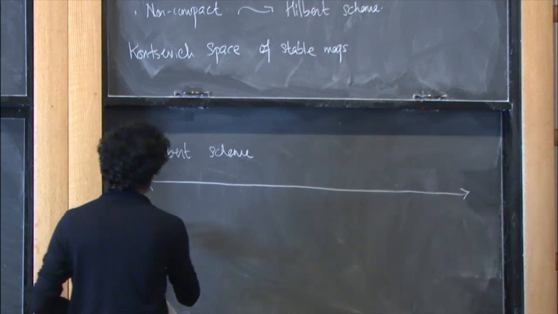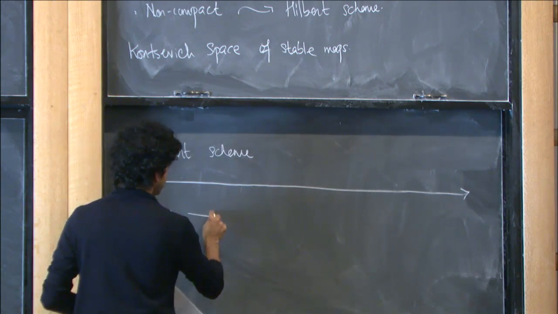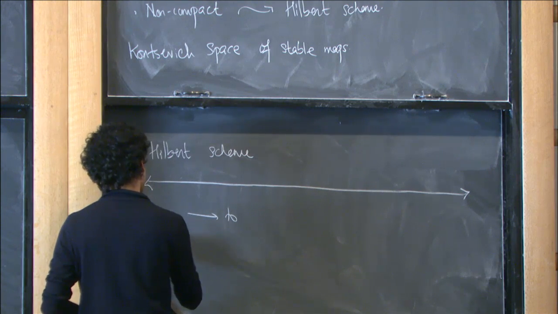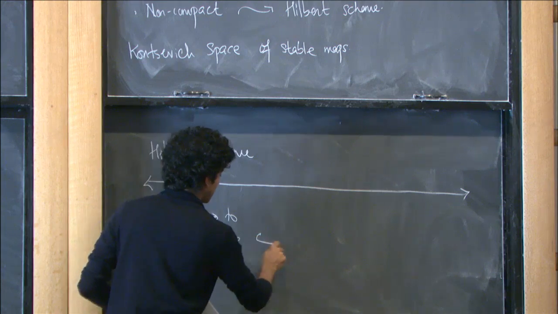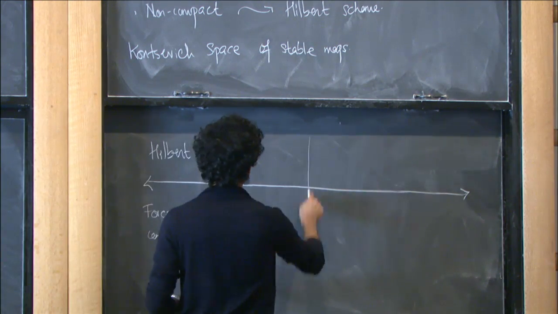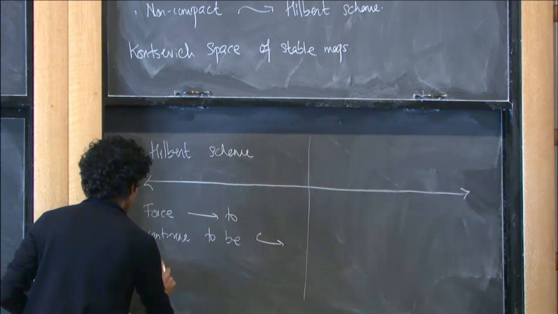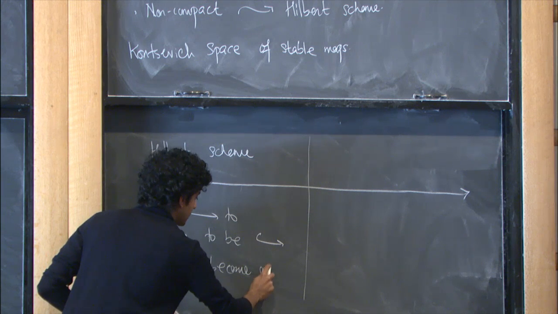And when you work with the Hilbert scheme, you force the map to continue to be a closed immersion, meaning you want a subscheme, you want a subvariety, but then you let the curve become arbitrarily bad.